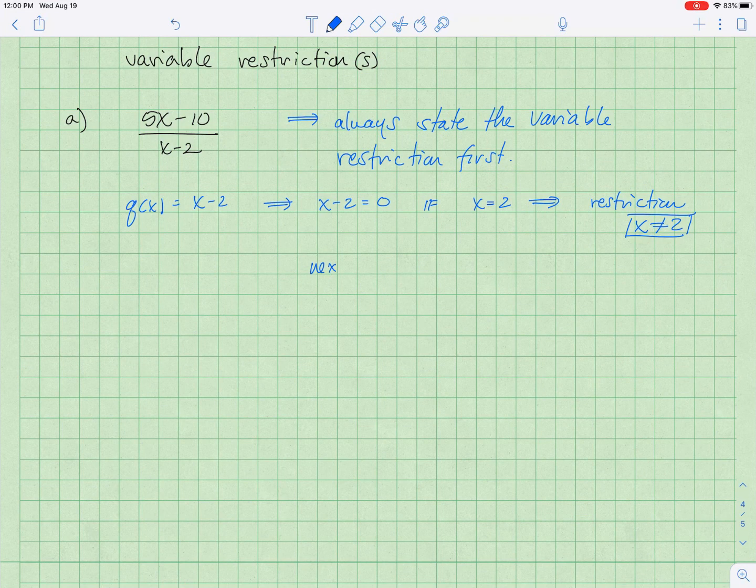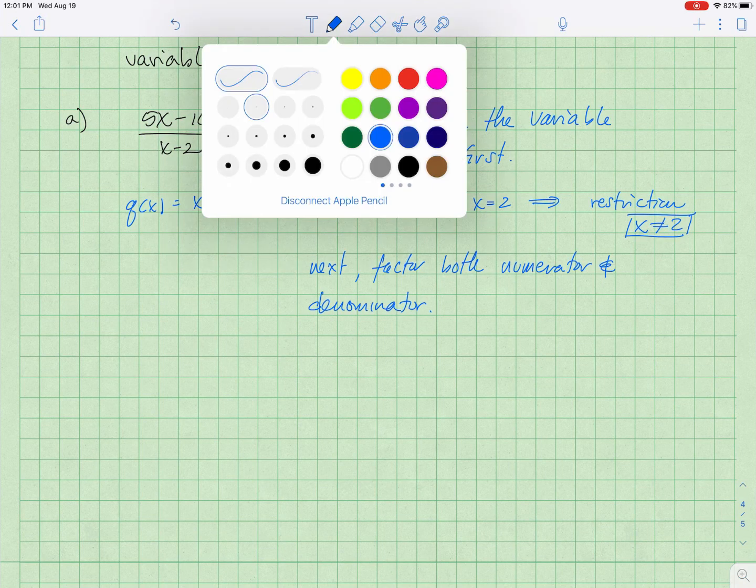Okay, next, factor both numerator and denominator. By the way, I'm using multiple colors here. In the past, I have had some students with color vision issues, mild color blindness or color blindness in general. If anybody out there has any kind of color blindness, just email me privately. Let me know what colors are hard for you to see, and I will do my best to adjust accordingly. Okay? All right.